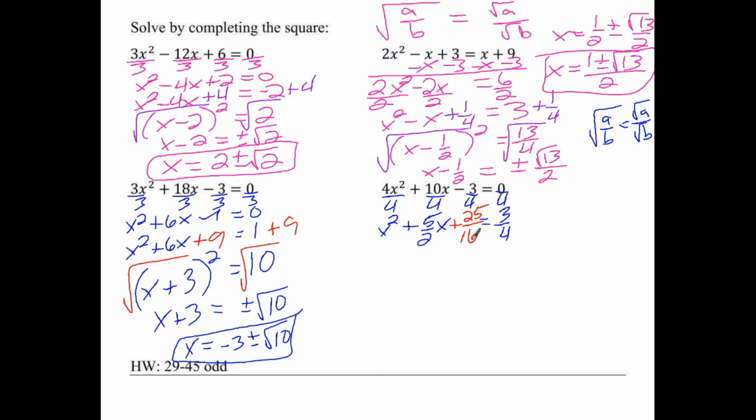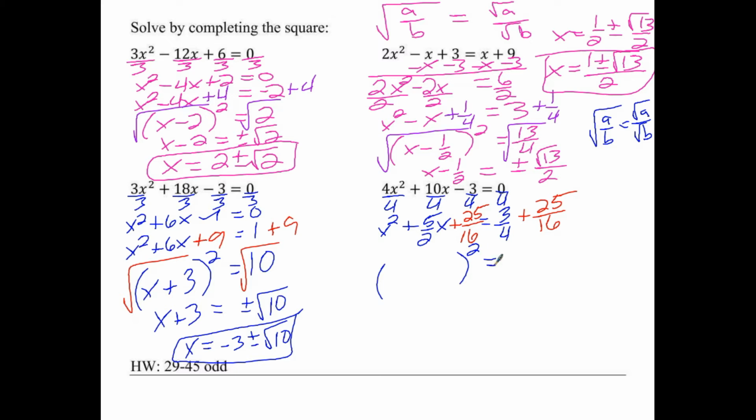What I do to one side, I have to do to the other. So plus 25/16 on the other side. Okay, so we completed the square. We're ready to go. What do I do? Yep, this is now a perfect square trinomial, so we write it like a perfect square. And what's going to be inside the parentheses?